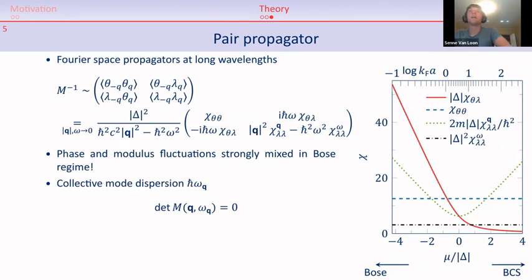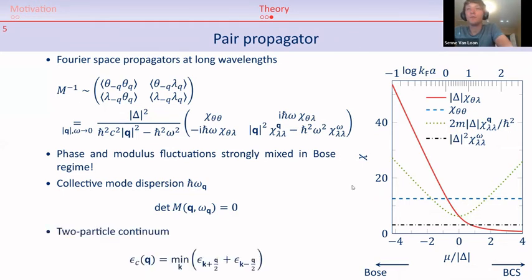Finally, outside of the long wavelength limit, you can numerically solve for the collective mode dispersion by looking at the poles of this fluctuation matrix, or equivalently look at the zeros of the determinant of this matrix. And as I said before, you can always find a solution to this in 2 dimensions below the 2-particle continuum. The 2-particle continuum is defined like this.